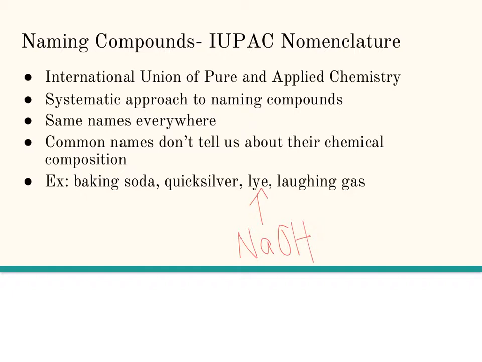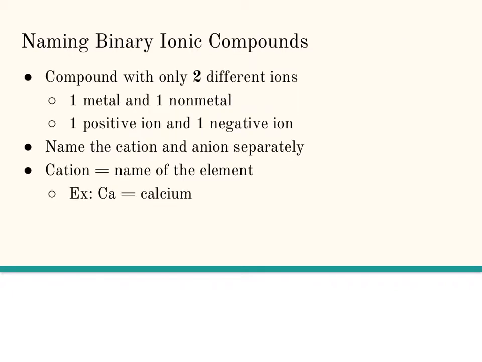And so we want to make sure that the names we are using are the systematic names that give us an idea about the makeup or the chemical composition. There are two types of ionic compounds that you will need to know how to name. The first one is known as a binary ionic compound. The prefix bi means two, and so a binary ionic compound has two different ions. Because it's ionic, one of the ions is going to be a metal and one will be a nonmetal.